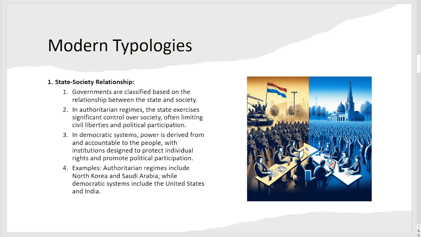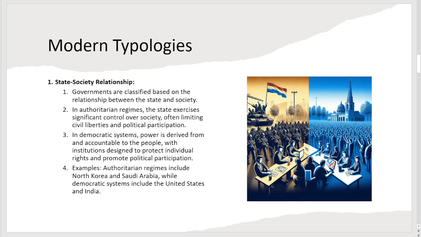Okay, and in a democratic system, power is derived from and accountable to the people, with institutions designed to protect individuals' rights and promote political participation. According to Aristotle, then, those who rule in an established democratic system tend to benefit those in society, for example. So Aristotle will say that in a democratic society, the relationship is genuine.